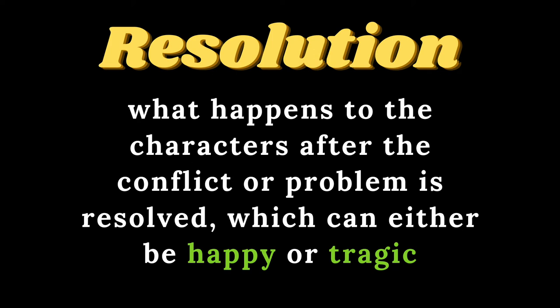In literature, there are two classifications of how a plot ends. The first one is happy. It happens when all the main characters live. But when a character playing a lead role dies, it is considered tragic. This classification originates from the dramas performed back in the classical Greek and Roman days.